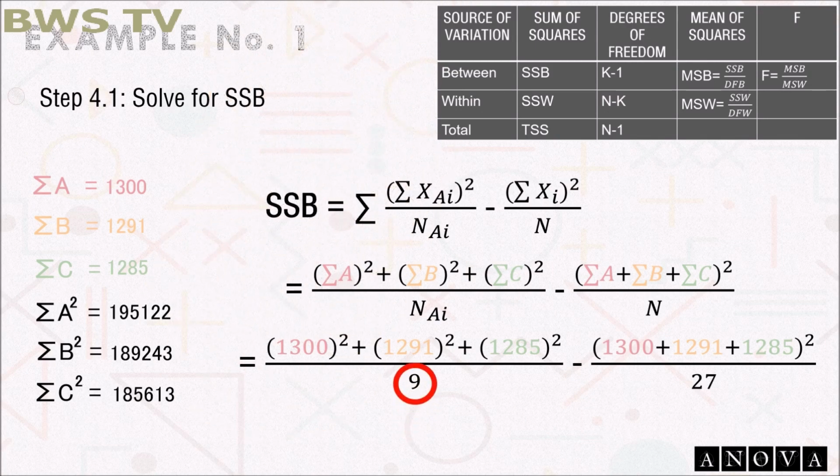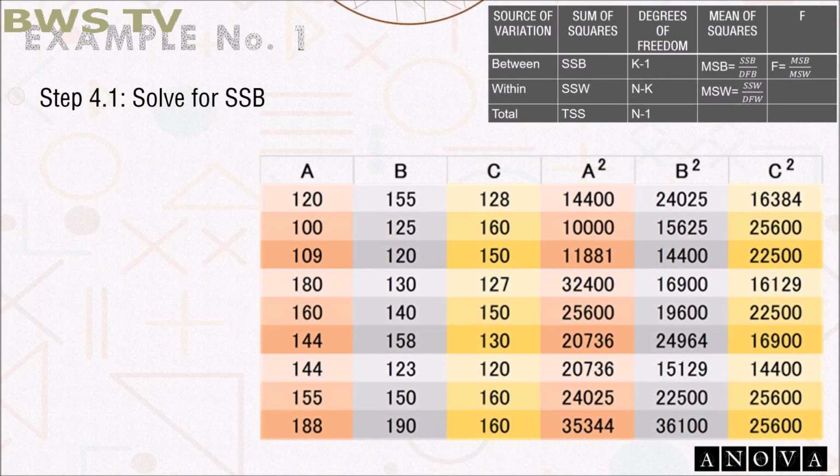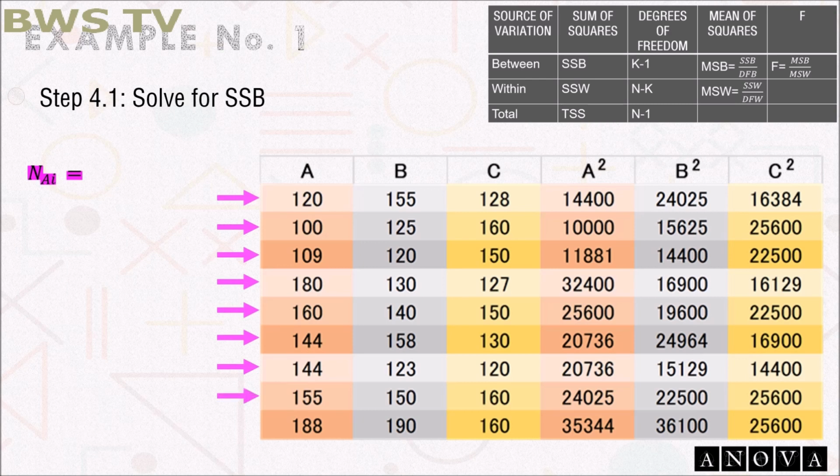Now you might wonder, get confused, how we got 9 or 27. So when you look at the table, to get n sub ai, all you need to do is to count the number of rows. You have 1, 2, 3, 4, 5, 6, 7, 8, and 9. So that will be the value of your n sub ai.